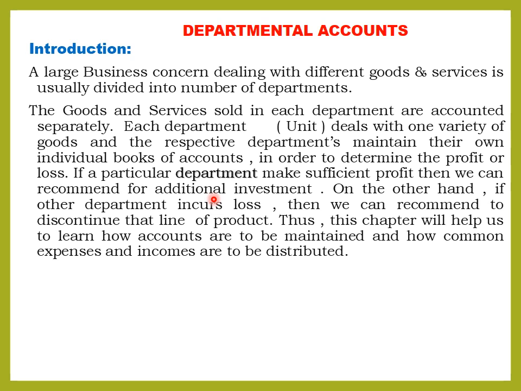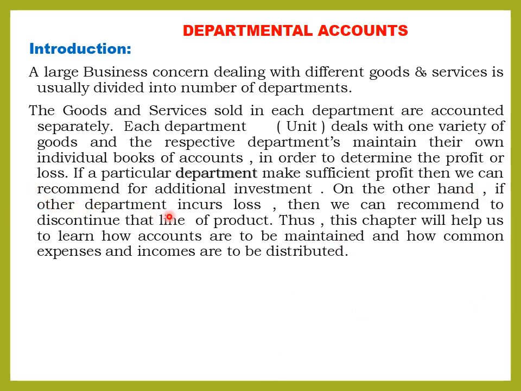In order to determine the profit or loss, books of accounts are maintained. If a particular department makes sufficient profit, then we can recommend additional investment. Profit is a motivation factor. The more profit we earn, the more expansion we make by making additional investment. So committing investment or not is determined by the amount of profit earned by each department.